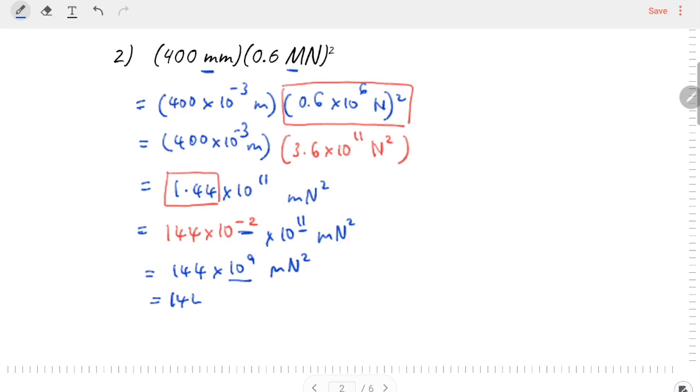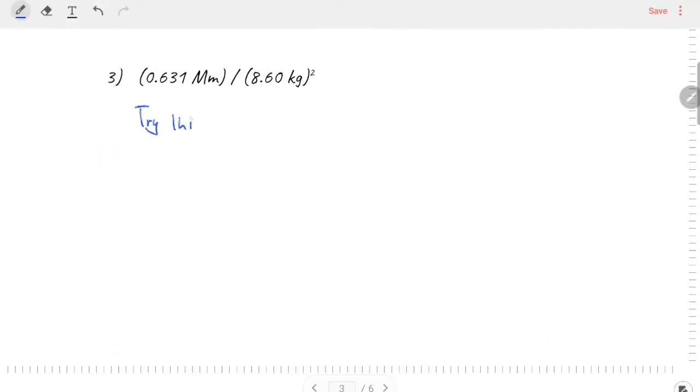So you can replace the expression to be 144 gigameter, and then I put a dot here to differentiate the length quantity and also the force quantity, dot with Newton squared. The left side is the expression for the length, whereas the right side is the expression for the force. You can try this on your own, and the answer is given here.